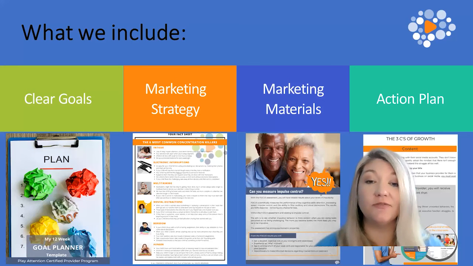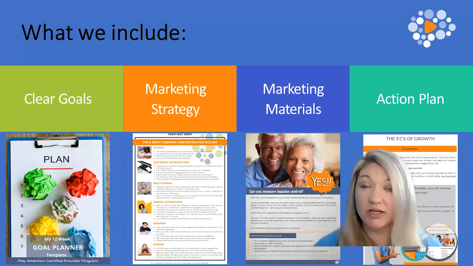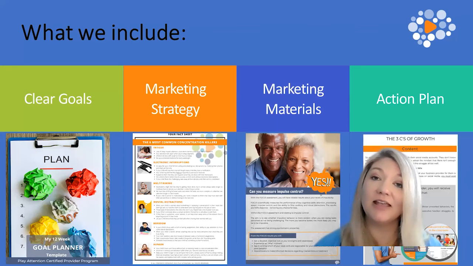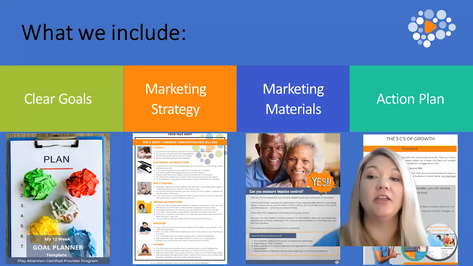And so the different areas that we include: clear goals, so we do a lot of goal setting in the beginning. Marketing strategy, how are we going to strategize? We provide you with the marketing materials. Just like materials at Play Attention, they're going to look exactly the same, except they're going to give you a little spot for you to put your business name and then your action plan.